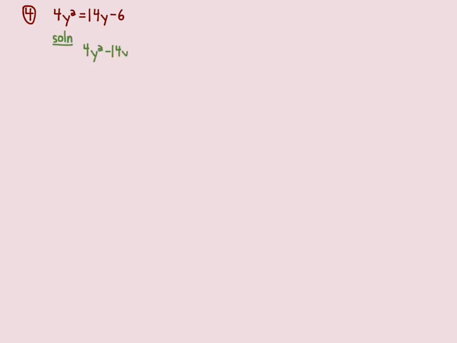So I rewrite this as 4y squared minus 14y plus 6 equals 0. I just moved this 14y to the left. It becomes minus 14y. Change the sign. Move this minus 6 term to the left. It becomes plus 6. And you're left with a 0 over here. Don't forget the 0. So that's standard form for a polynomial equation.